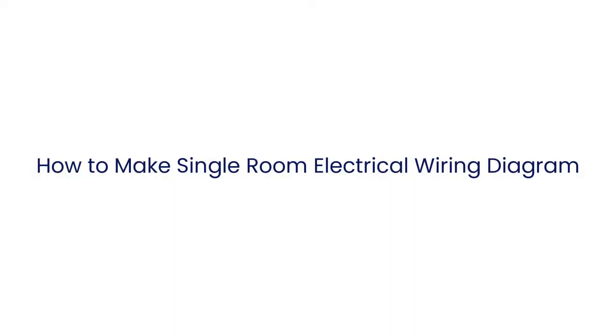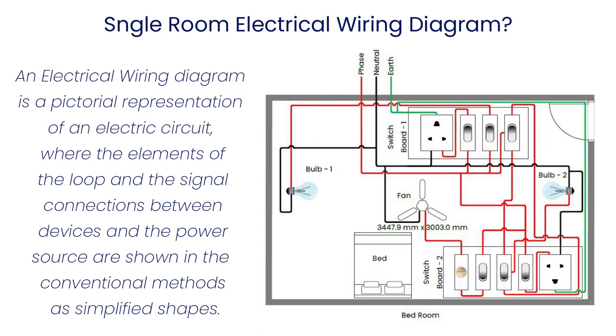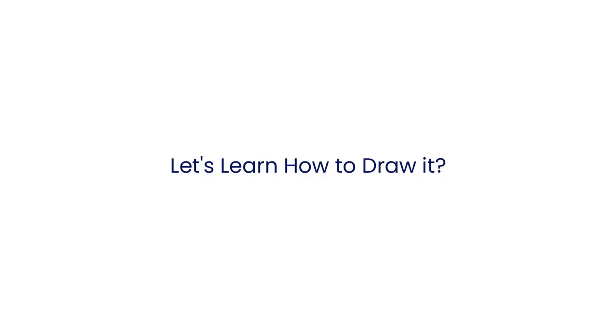In this video, we will learn how to create a single room electrical wiring diagram. An electrical wiring diagram is a pictorial representation of an electric circuit, where the elements of the loop and the signal connections between devices and the power source are shown in the conventional methods as simplified. Let's learn how to draw it.